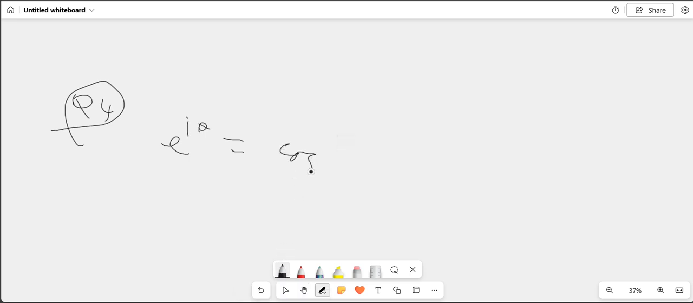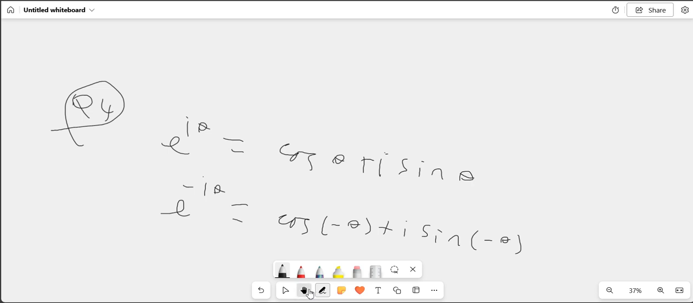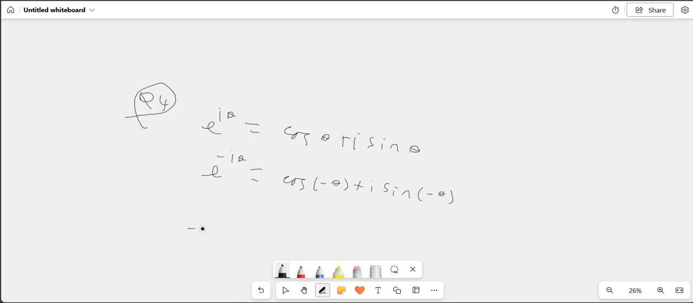That gives you cos theta plus i sine theta. Where's e to the minus i theta? That's obviously cos minus theta plus i sine minus theta. But now what you want to do is take the negative out. So this can become cos theta, and then the negative can move out for sine. So minus i sine theta. Again, it's not negative theta and theta, it's theta for both of them.